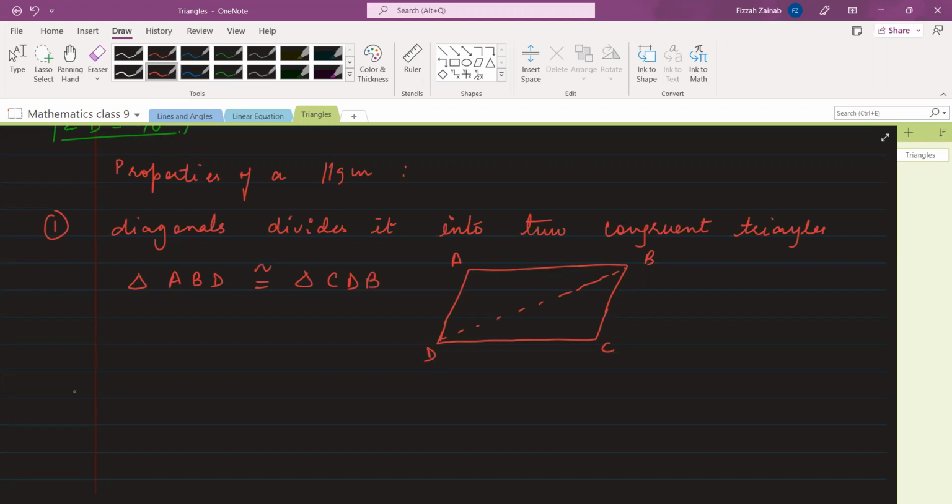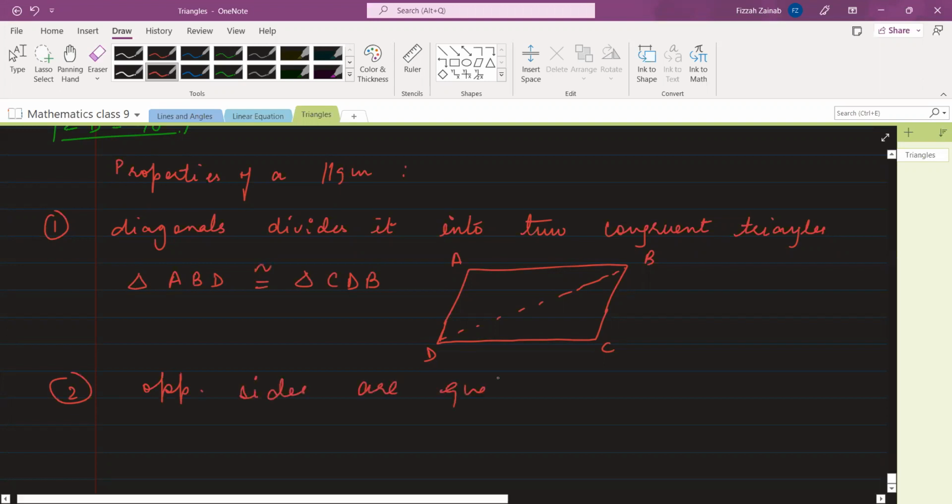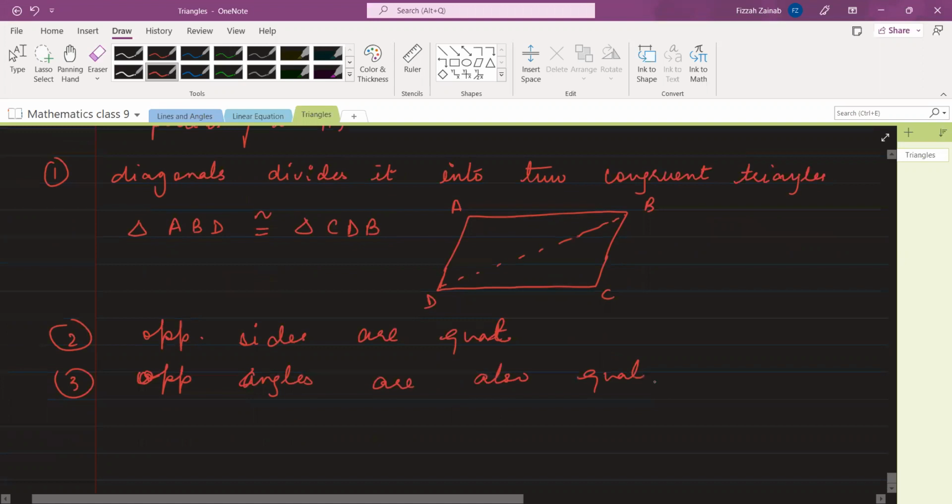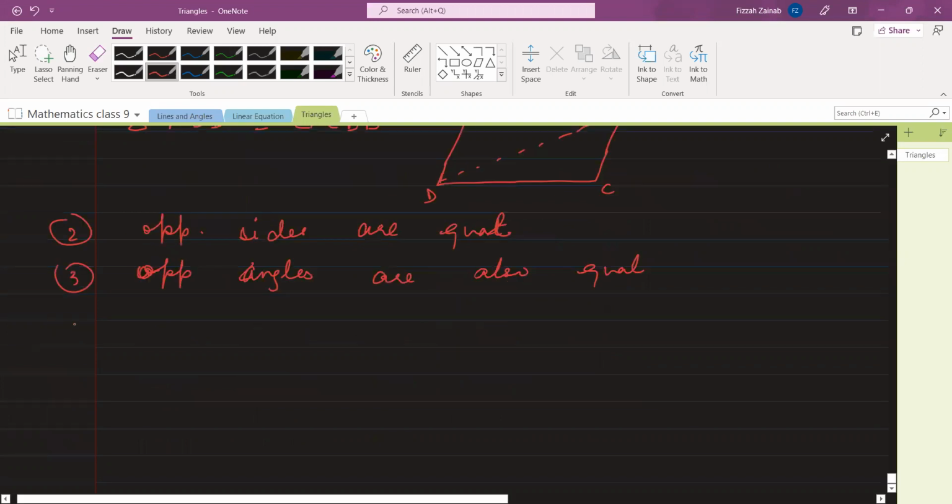Okay. Now second property, opposite sides are equal. So in this parallelogram, opposite sides are equal. Third property is opposite angles are also equal. Right? Opposite sides are equal, opposite angles are equal. Then you have a fourth property.